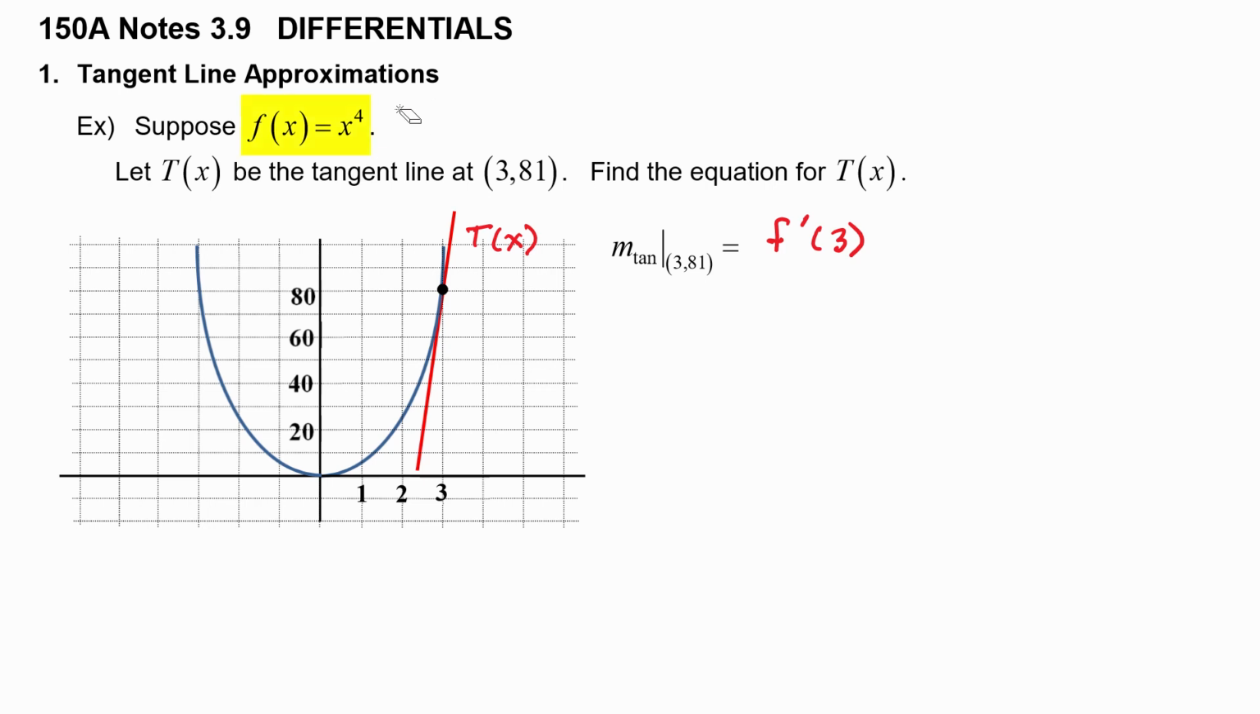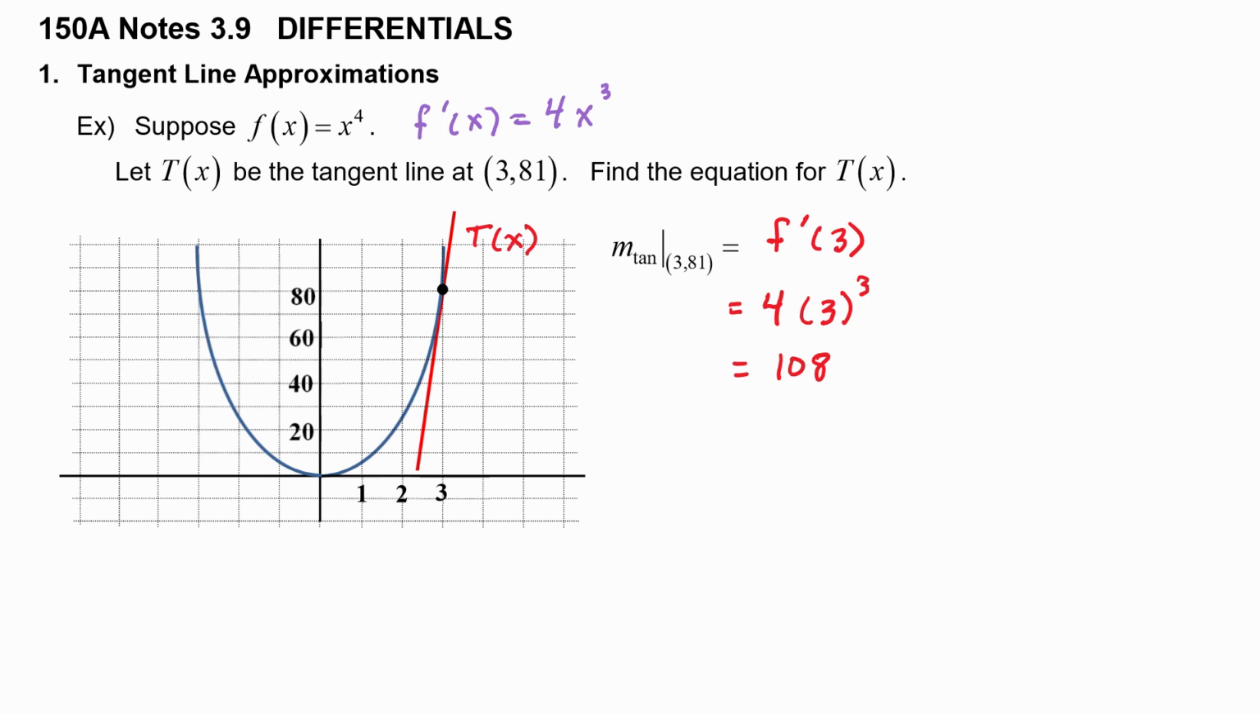If f of x is x to the fourth, then f prime of x is going to equal 4x to the third. Then that means that f prime of 3 is going to equal 4 times 3 to the third, which is 4 times 27, which is 108. So it's a very steep slope, which makes sense with how the graph looks here.